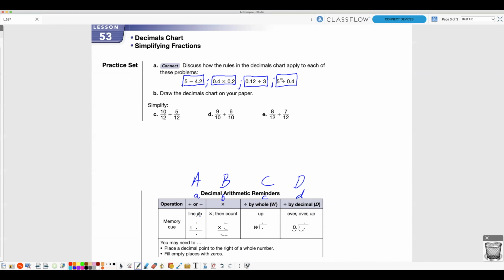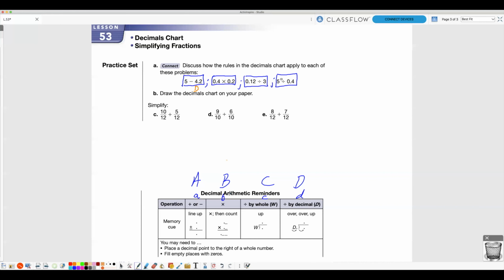Line up, multiply, then count, move the decimals straight up or over, and up. Referencing the decimal arithmetic reminders chart, you can see that this is 5 divided by 4 and 2/10. So this is dividing by a decimal. So we'd have to go over in this one, and up. So this would be referencing letter D.